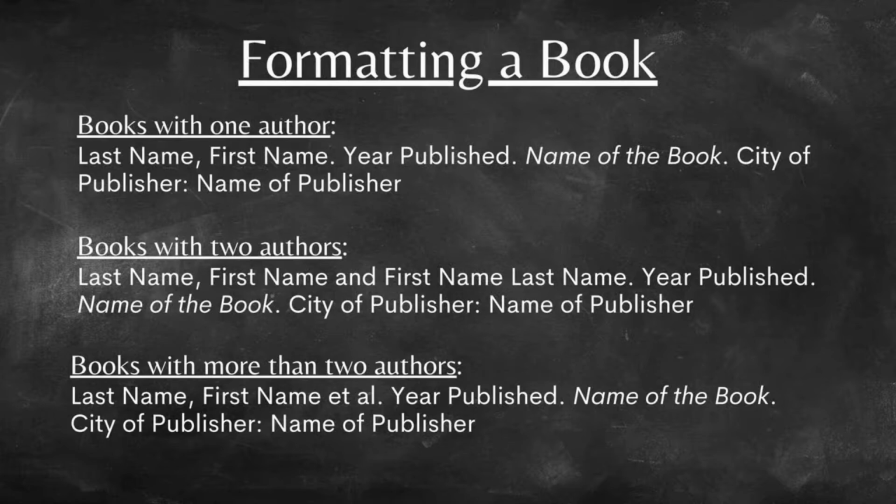Now, if you had 2 authors, you would do the last name, comma, first name, and the first name and last name of the second author there, okay? If you were doing a book with more than 2 authors, then what you're going to do is the last name, comma, first name, and then you're going to put et al. What et al stands for is basically that there are multiple people contributing to this particular work that you're referencing. Sometimes there could be 3, 4, or even more authors on a publication. And so rather than write out all of those names, all you have to do is write et al, okay? And everything else stays the same.